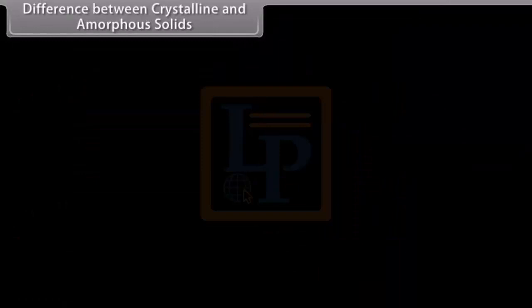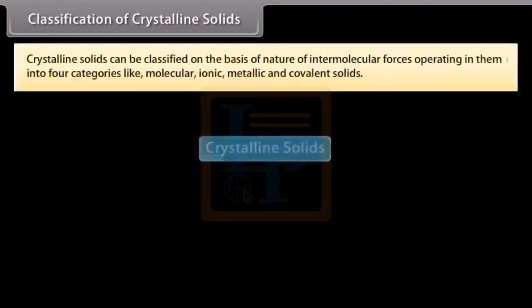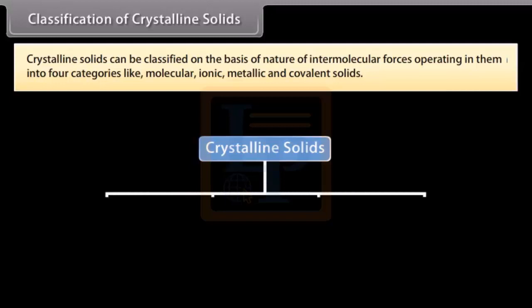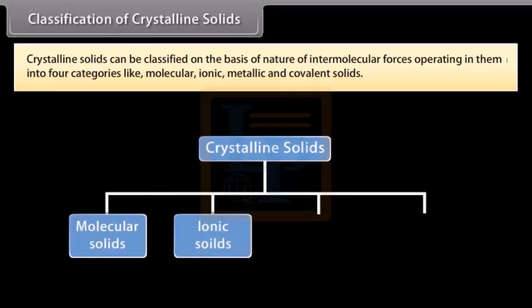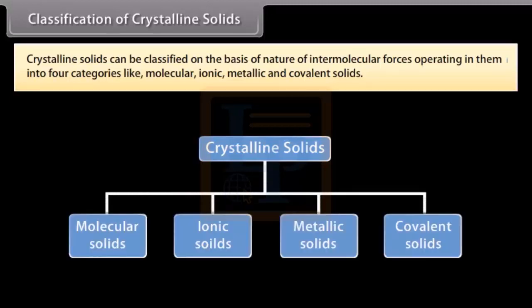Difference between crystalline and amorphous solids. Classification of crystalline solids. Crystalline solids can be classified on the basis of the nature of intermolecular forces operating in them into four categories: molecular, ionic, metallic and covalent solids.